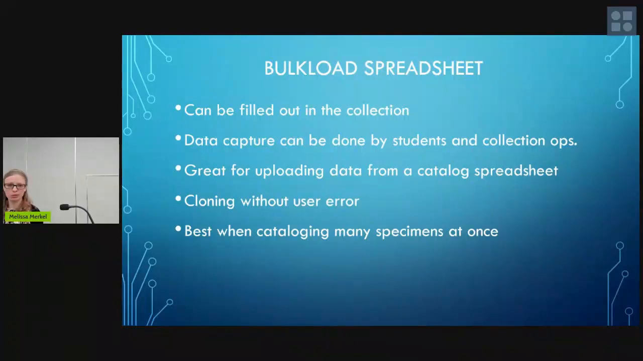This is something that we use when we're working in the collection because it's a spreadsheet, so it doesn't need any kind of internet connection. And it can be filled out by students and collections ops as well, because we can go through later and fix anything that we need to do in terms of researching collector names, taxonomic names. It also allows us to clone without user error. So instead of cloning everything, I can pick and choose fields that I want to copy and paste. But because you do have to research for yourself spellings for taxonomic names, collector names, accession numbers, it is best when you're cataloging many specimens at once.